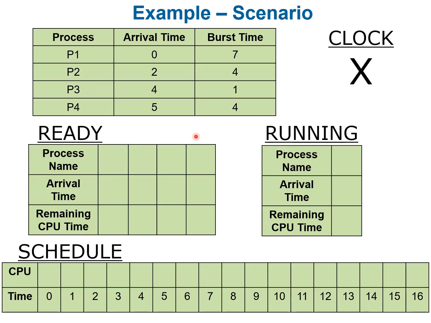All right, so let's get into it. In each of these examples, I'm going to be scheduling the same set of processes. We have P1 through P4 here with specific arrival and burst times. I'm going to have a screen that looks a lot like this.